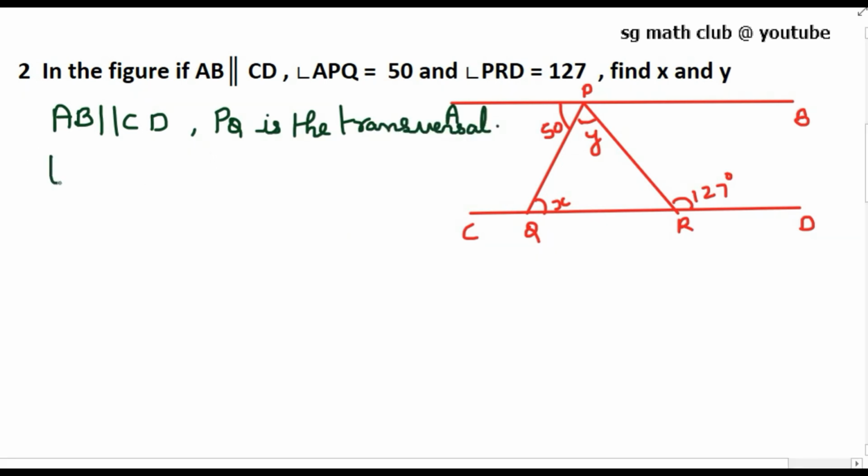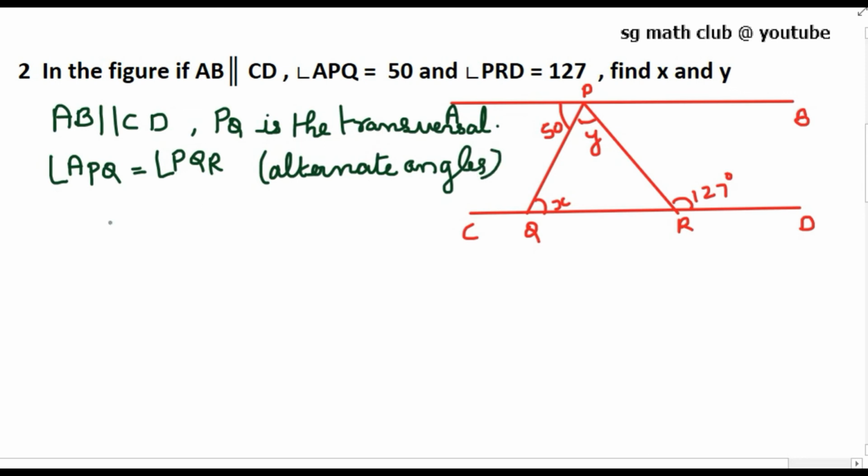We can say angle APQ is equal to angle PQR because they are alternate angles, and we know that when a transversal intersects two lines, the alternate angles will be equal. Already they have given angle APQ is equal to 50 degrees. We need to find x. X is nothing but angle PQR. So the value of x is 50 degrees.